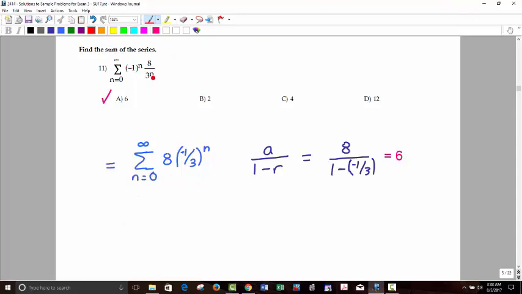But anyway, what we do here is we combine the negative 1 over n with the 3 over n. You combine them together and it makes negative 1/3 to the n. And that is converging because it's between negative 1 and 1. So we're good there. All we have to do is put 8 in here for a. Then we have 8 over 1 minus r. r is negative 1/3. So 8 over 1 minus negative 1/3 is the same thing as 8 over 4/3, which will be 6.